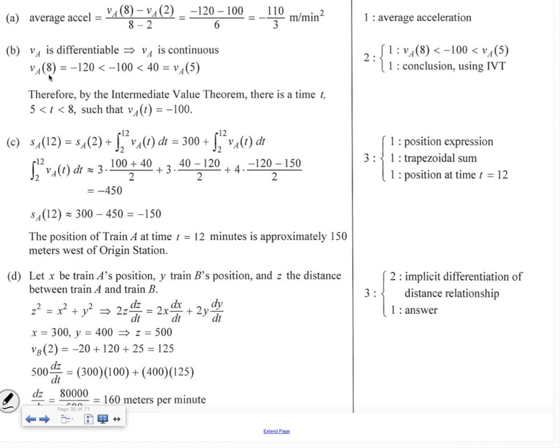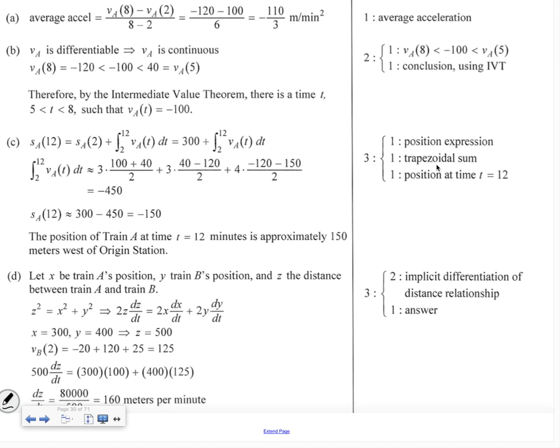So maybe I should have been a little bit more specific with that, saying that negative 100 is between those two, but I did have that little graph. Part C, you get 1 point for your position expression. So the fundamental theorem of calculus, 2 to 12, plus the initial condition.